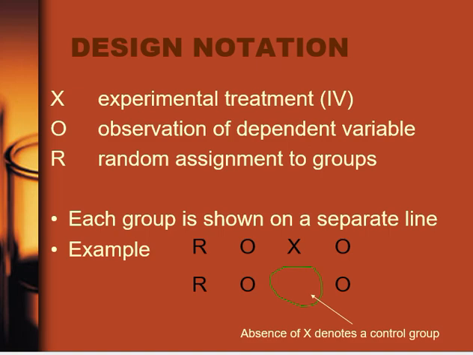So in the example on this slide, this is a classic experimental design. The R's indicate that first of all, there's two lines, so it's two groups. The R's indicate that the people have been randomly assigned to the experimental or the condition group. We have O's for each, so we've got a pre-test and a post-test. And then the top one obviously has the X, so that's the experimental condition. And the lack of an X on the bottom shows that they didn't get it, so they have to be the control group.